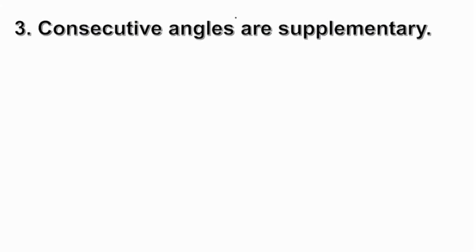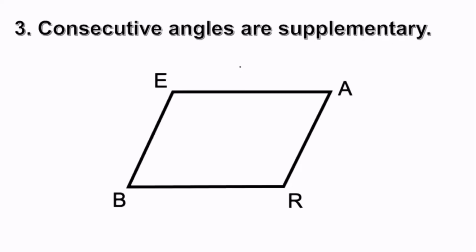Third property of parallelogram. Consecutive angles are supplementary. Dito, ginamit natin ang word na supplementary. Ibig sabihin, ang sum ng measures ng dalawang magkasunod na angle ay equal sa 180. Tingnan natin ang ating parallelogram, BEAR. Sa figure na ito, meron tayong 4 na pares ng magkasunod o consecutive angles.